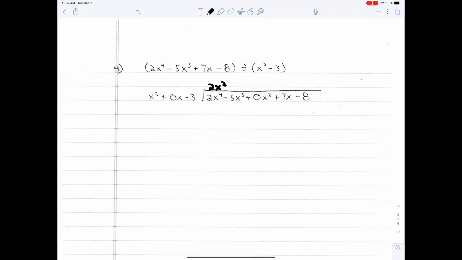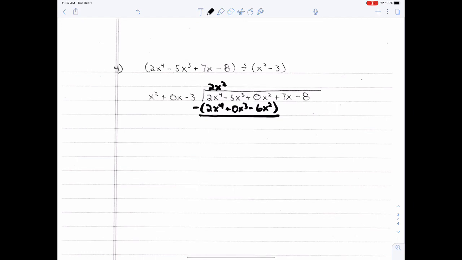Then we multiply and subtract. So we have 2x to the fourth. And you have to be careful here. A lot of people make a mistake when there's a 0x in the divisor. I'm not really sure why, but I know people do. So 2x squared times 0x gives you 0x cubed. And then we have 2x squared times negative 3, which is negative 6x squared. And then we subtract that entire quantity.